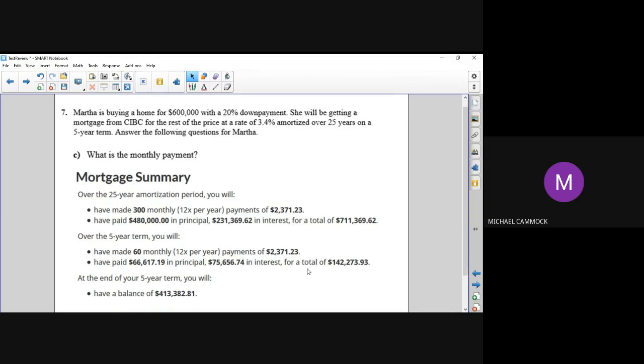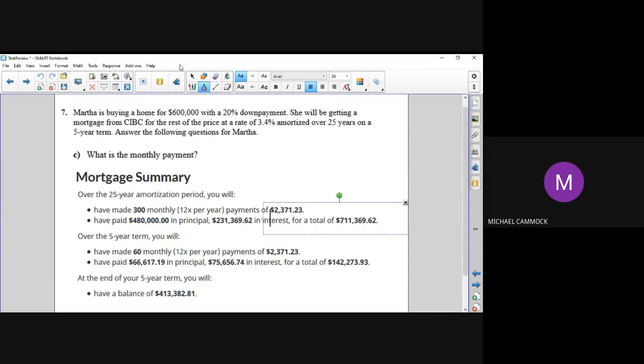Now, tell me where I'm going to look on this summary for the answer to the first question. What's the monthly payment? Where is the monthly payment on here? Can you help me with that? It's right here. It's right there: 300 payments of this amount right here.